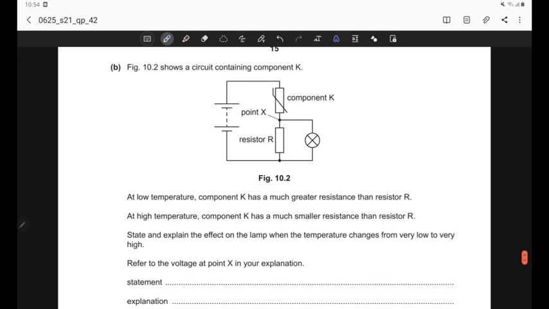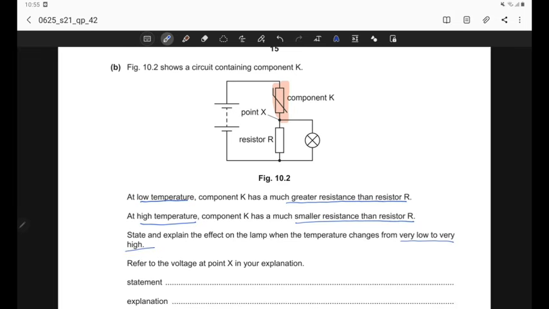Part B, figure 10.2 shows a circuit containing component K. So this is component K. By looking at the symbol of component K, we can understand this is a thermistor. At low temperature, component K has a much greater resistance than resistor R. At high temperature, component K has a much smaller resistance than resistor R. State and explain the effect on the lamp when the temperature changes from very low to very high.